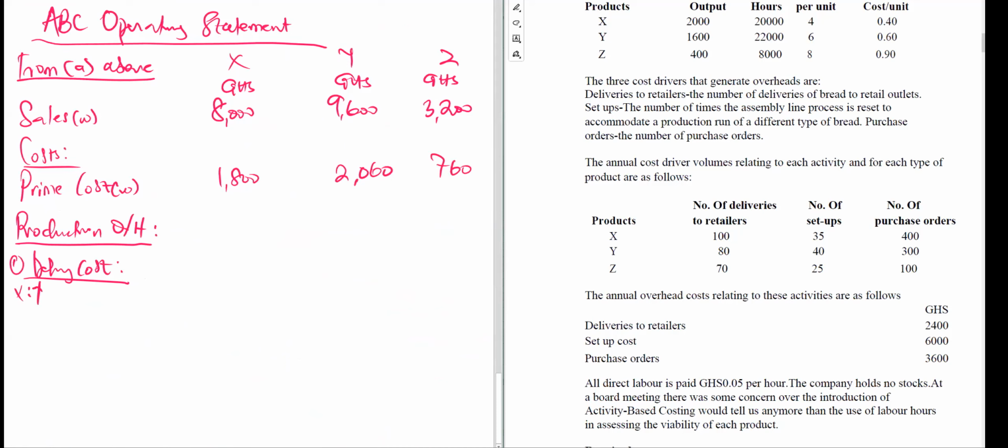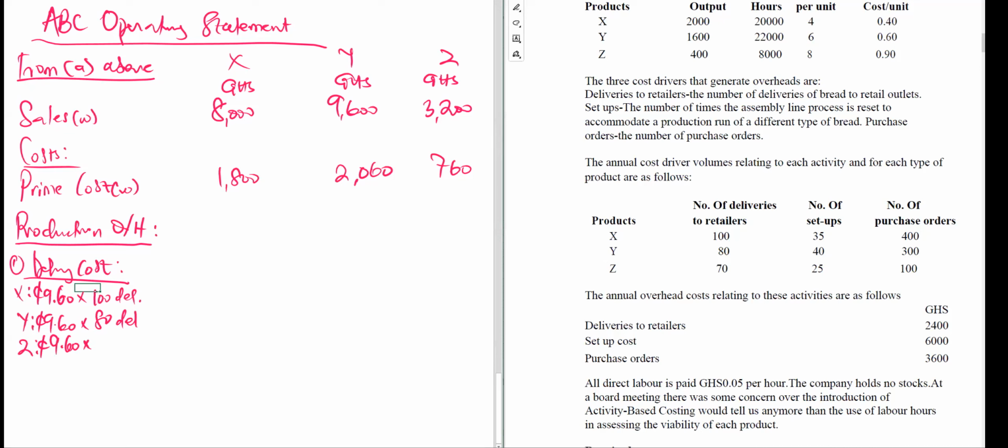X will take 9.60 cedis per delivery times how many deliveries were done. Then you come back to the question: number of deliveries, 100 for this, 70 for this, and so on. So we just multiply. For X, it will be 100 deliveries. Y will be the same 9.6, but by how many deliveries? 80 deliveries. Then Z will be what?